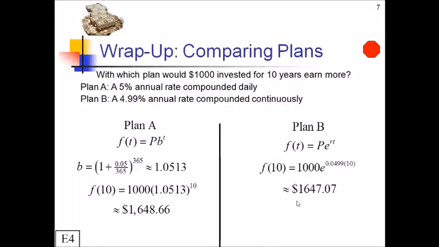All right, let's compare these. So it looks like Plan A actually gives us more money. It was just a small difference in the percentage, and we were compounding continuously, but apparently continuous compounding couldn't really overcome this rate change. So in this one here, the interest rate wins over the compounding.